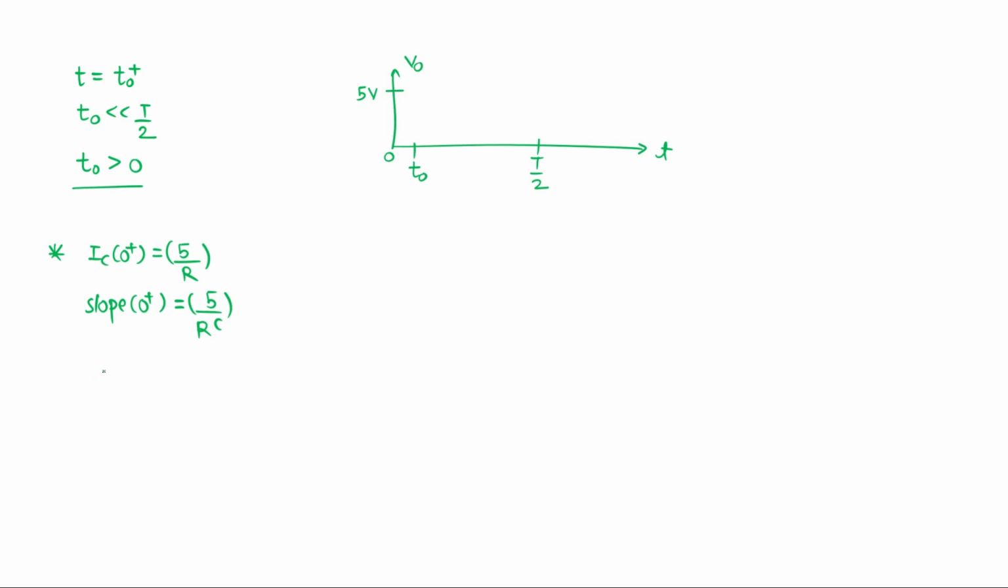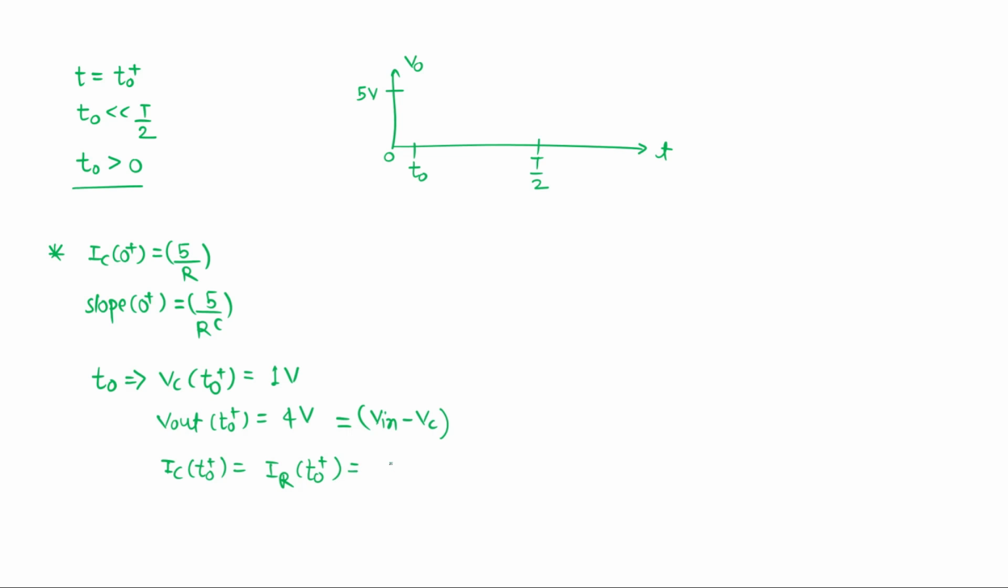Let's say at T naught, my capacitor is charged to around 1 volt. Let's say this is my VC. So V out at T naught positive will be 4 volt, which is V in minus VC. Again you will see IC, same as IR, at T naught positive is 4 by R. So what is the slope?